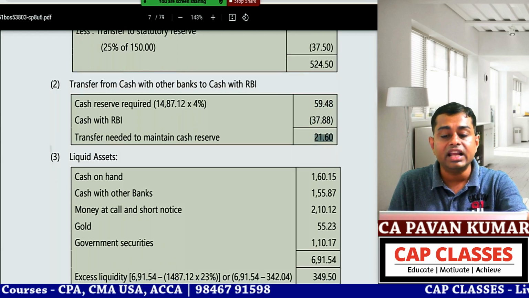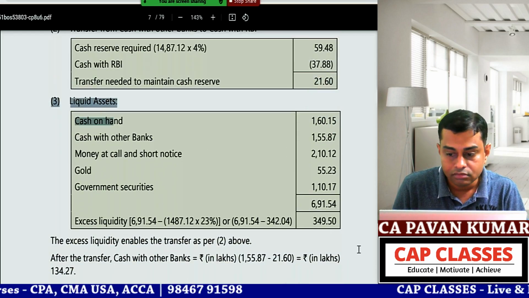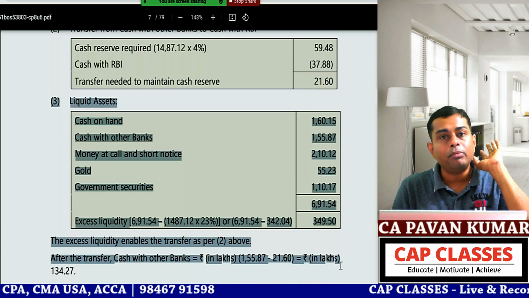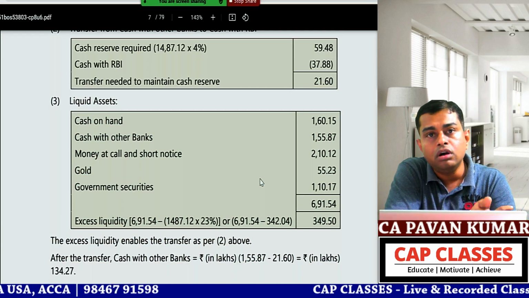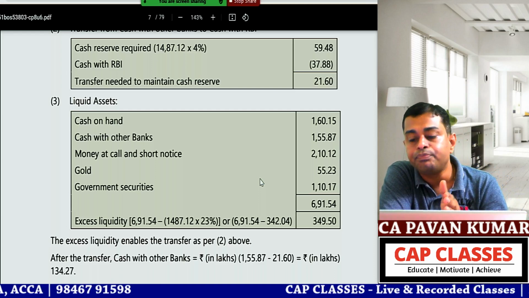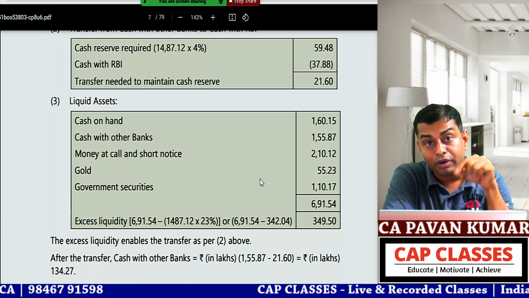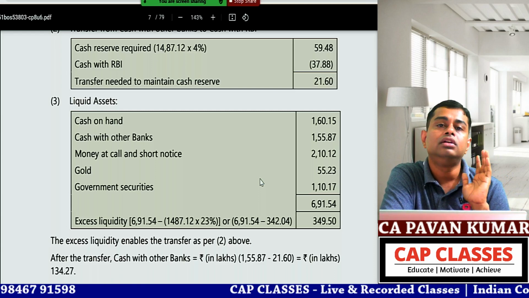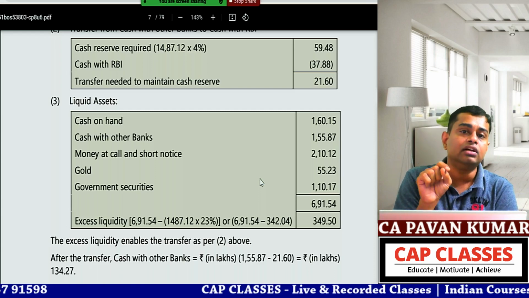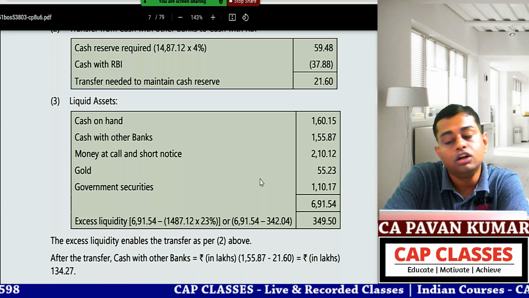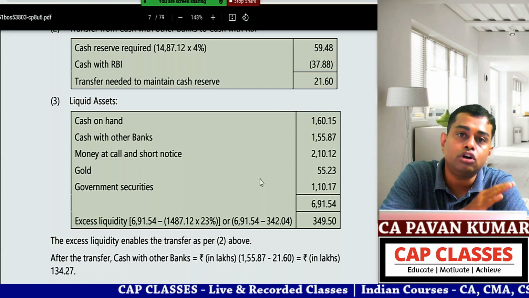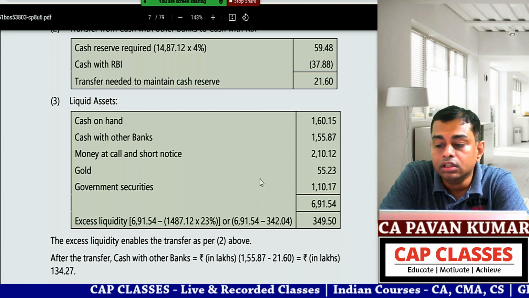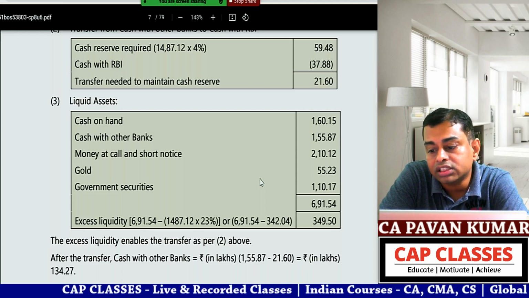Now what they are saying is this third step is not required. Without this third step also the problem is over. But they are trying to educate you by calculating the liquid funds. 23% they have calculated, and they are proving that excess liquidity is there, so no problem, happily you can transfer money from the other bank account to RBI. This is the story. Do you understand this?